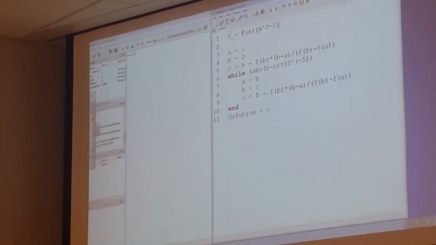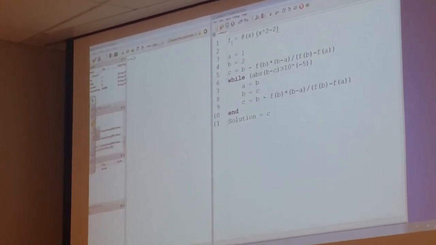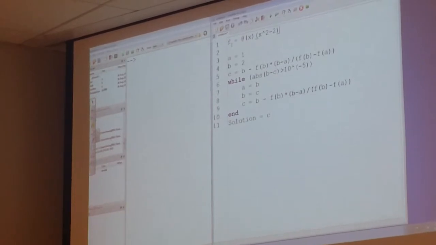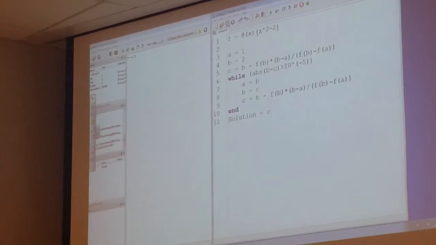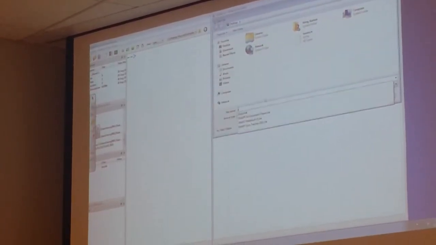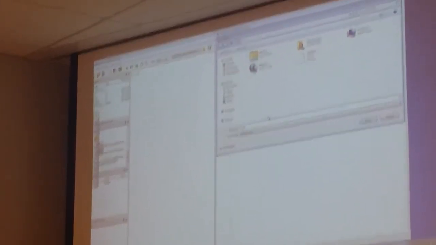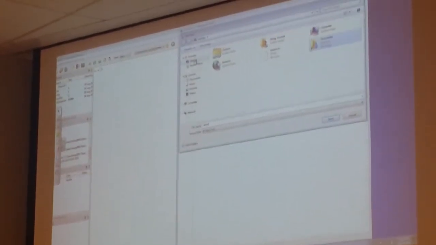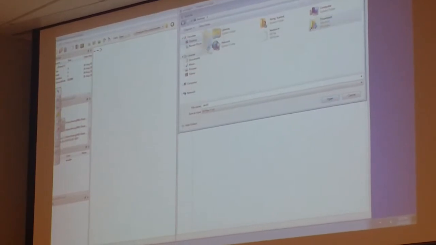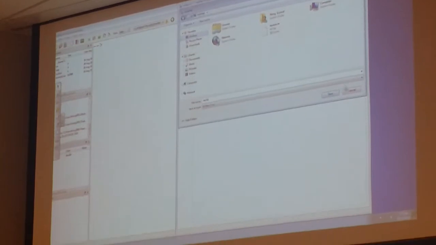So I know the root here is square root of 2. Let's run this. What's the answer for square root of 2? 1.414. Okay, let's save this. Let's call this sec 1. It's secant method, so let's call this M. I'm going to save this on the desktop. Oh, wait a minute, put it back. Undo. Yes. Put it in the desktop, save this.